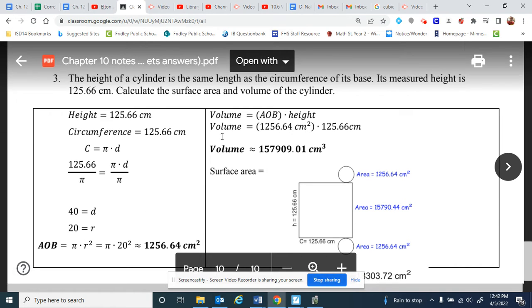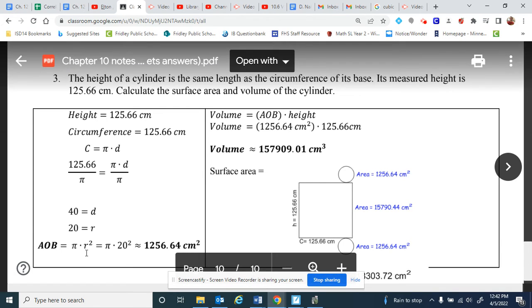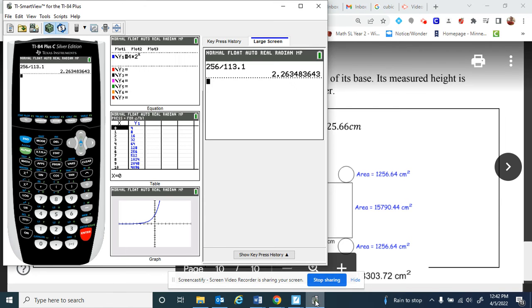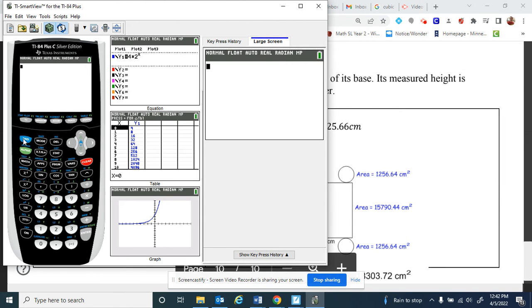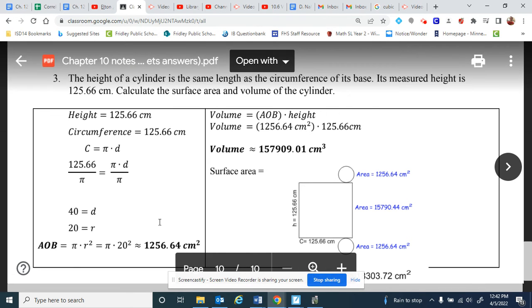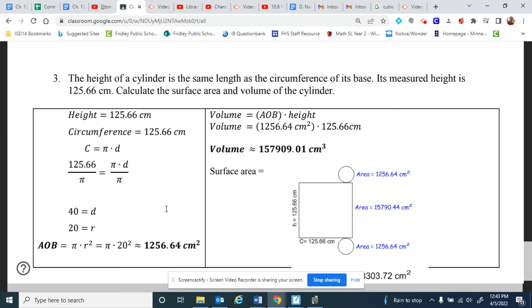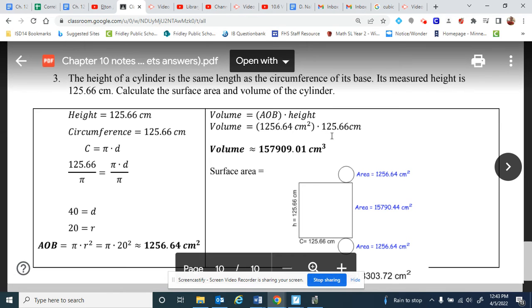Now we can find the volume and surface area of the cylinder. So to find the volume of a cylinder, we take the area of the base multiplied by the height. So our base is a circle, so pi times radius squared. So we take pi multiplied by 20 squared, and I'll show how to type that in here. There we go. 1,256.63. So that's the area of our base, 1,256.64 centimeters squared.